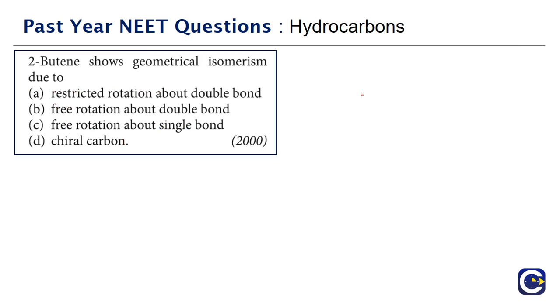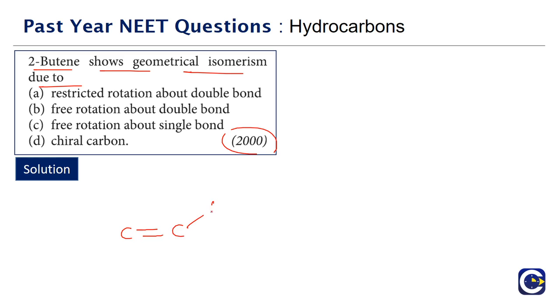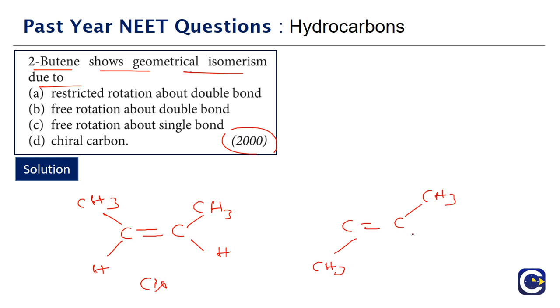Next we have another question. This is on geometric isomerism. This question came in the year 2000. 2-butene shows geometric isomerism due to what? So what is 2-butene? It is the compound we were just talking about. We have talked about two geometrical isomers: one is the cis form of 2-butene, and the other is the trans form of 2-butene.